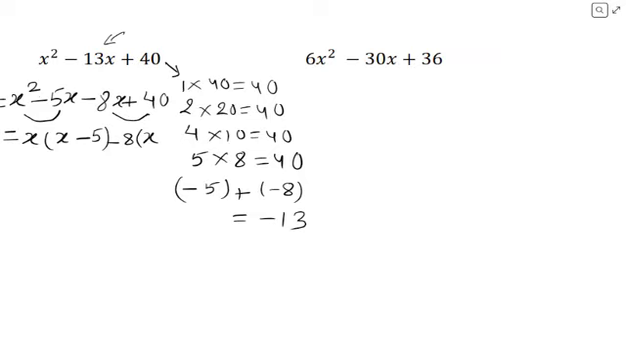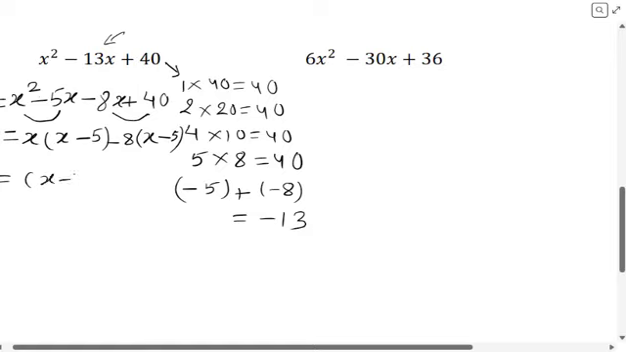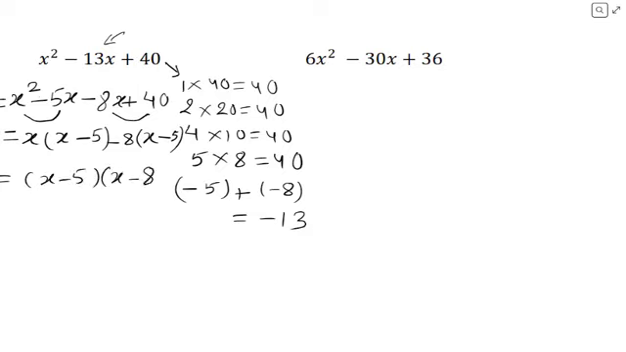And this 40 is divided by 8. So now 5 is the remainder. Now from these two, we can factor out x minus 5. So x remains here. Minus 8 is the remainder. So these are the two factors of this one.